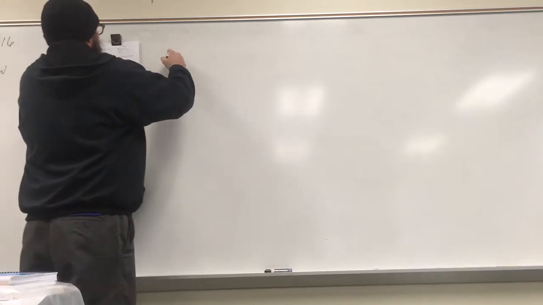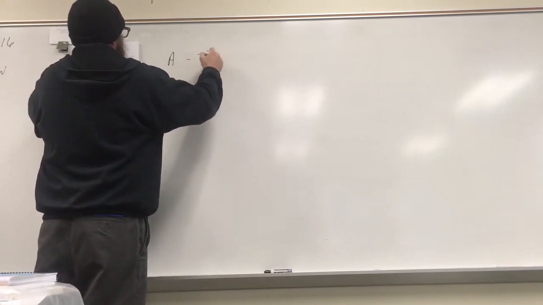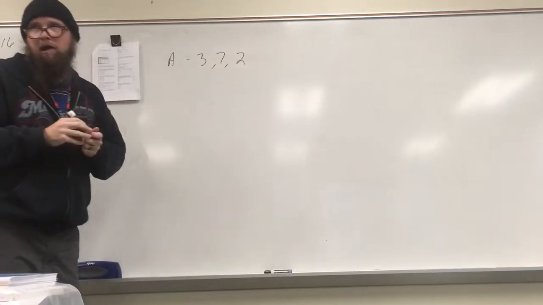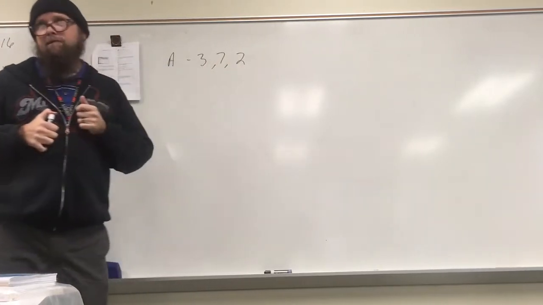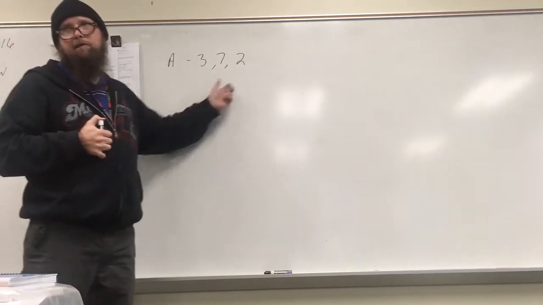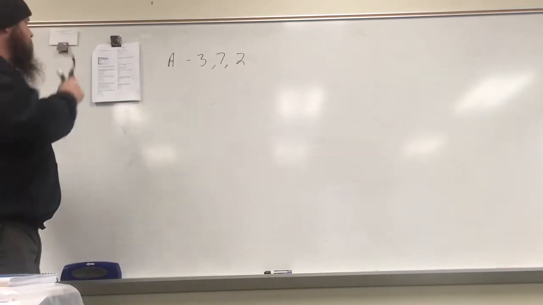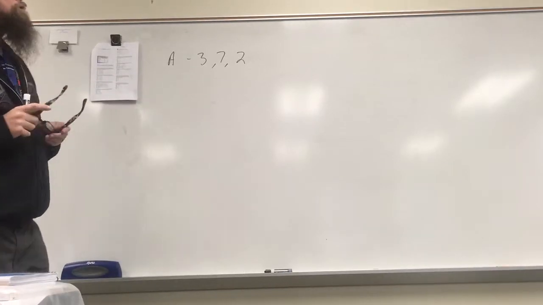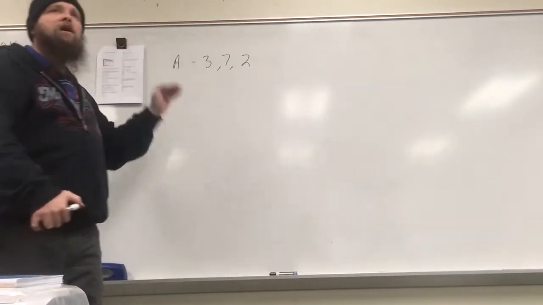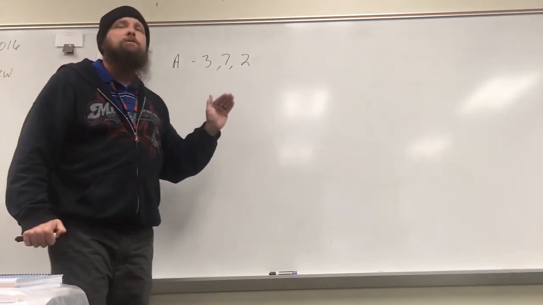A. She got A, which was 3, 7, and 2. All 3 answers are prime. Reese, 3 plus 7 is? 10 plus 2 is? 12. And that's what it says. The sum of 3 prime numbers is 12. Questions on any of the other ones I didn't do on that page?